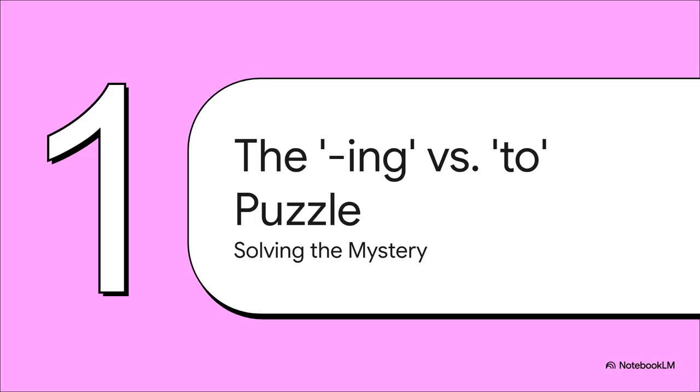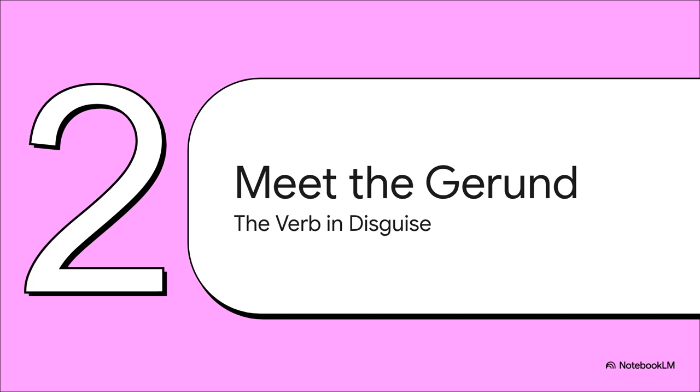So to really solve this puzzle, we've got to understand the pieces. We're going to break down each part, the ing form and the to form, and see exactly what they do and where they're supposed to go. Let's kick things off with that ing form, which has a special name, the gerund. So let's meet our first key player, the gerund. Now, I know it sounds like some super complicated grammar term, but it's actually one of the most flexible and useful tools you have in English. The best way to think about it: it's a verb in disguise.